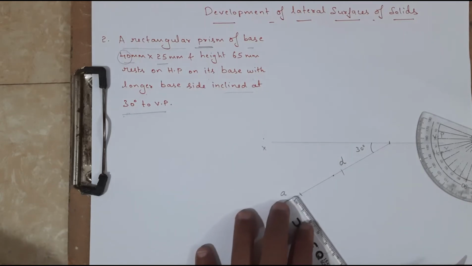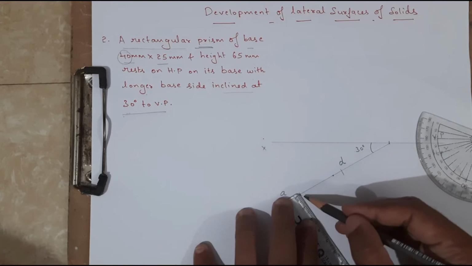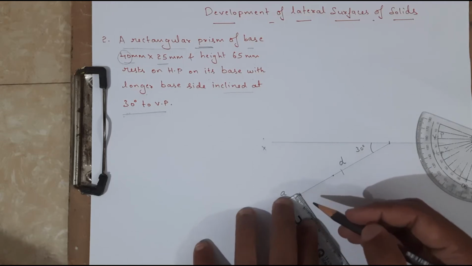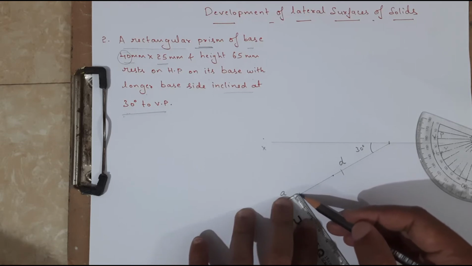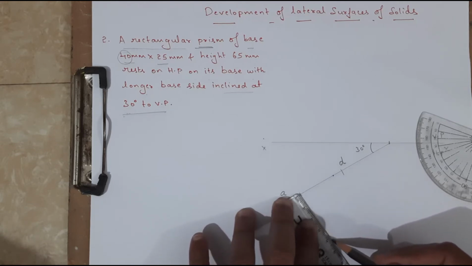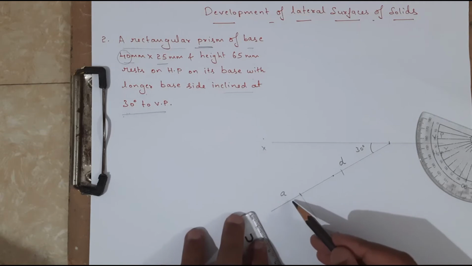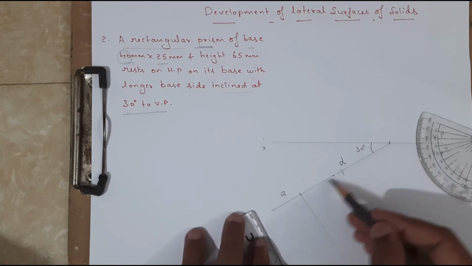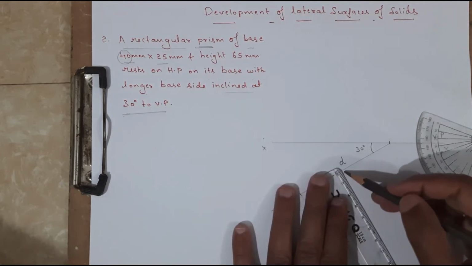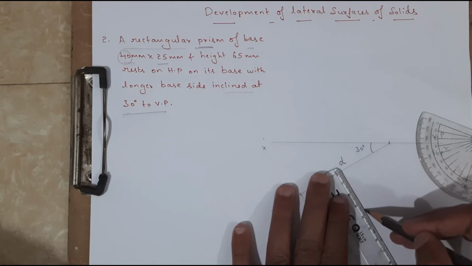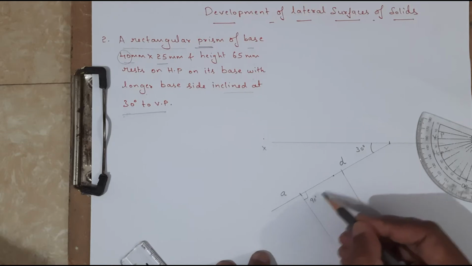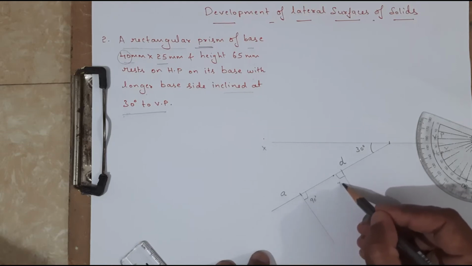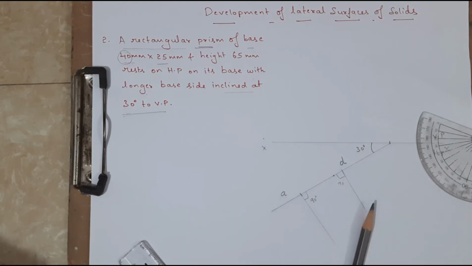See, as we know, the angle between the edges is 90 degrees in the case of rectangle, prism and square. So I am going to draw a line which is inclined at an angle of 90 degrees from A with reference to the 30 degree line. Here also I am going to draw a line inclined at 90 degrees. See, this makes an angle of how much? 90 degrees to this 30 degree line.